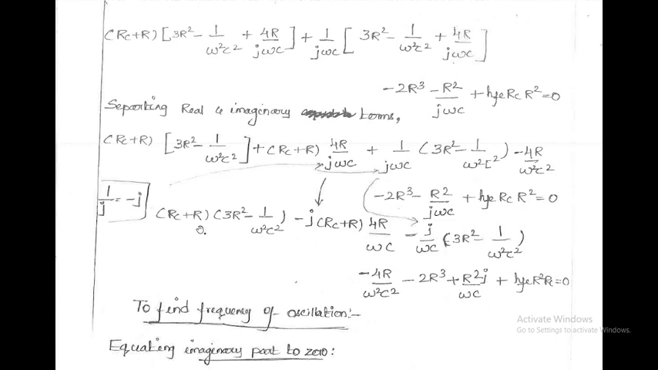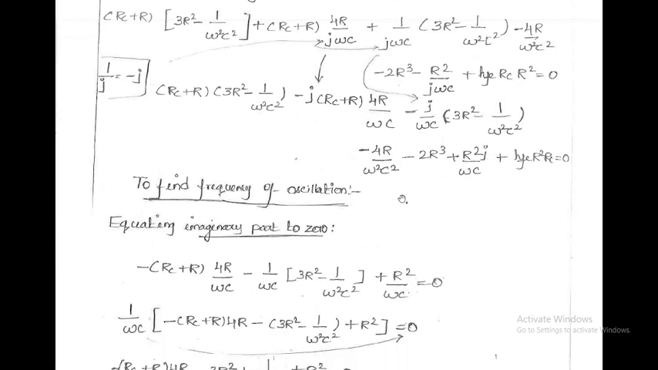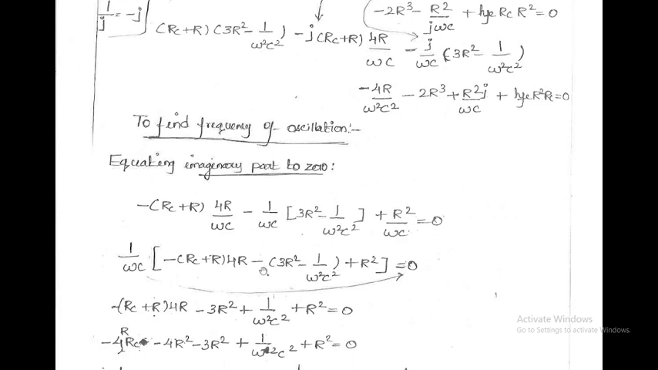So RC plus R into 3R square minus 1 by omega square C square minus J of RC plus R. So this is the imaginary term, and this one is also an imaginary term, and this is also an imaginary term. So to find the frequency of oscillation, we should equate the imaginary part to 0. Now I am going to take 1 by omega C as common, and this value is equal to 0. So the omega C goes to the right hand side, and it will also be 0.